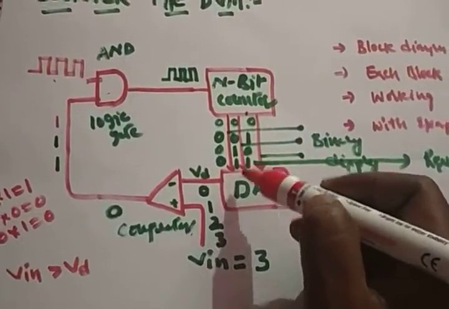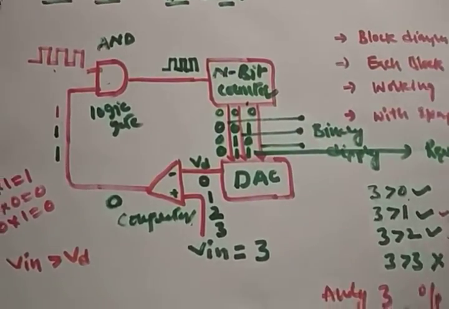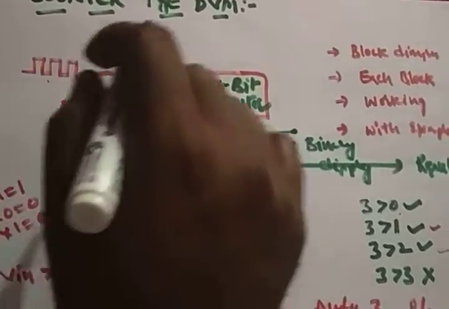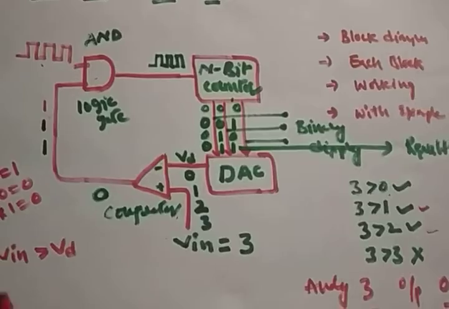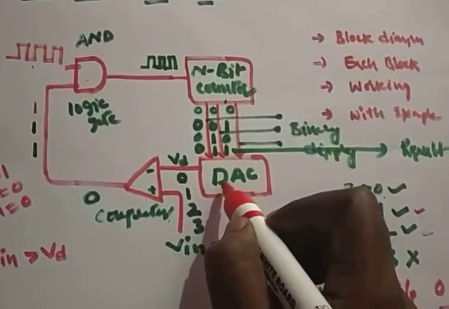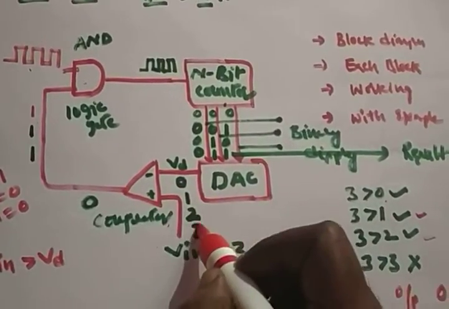And then again, 3 greater than 2. Okay, the set signal will be there. Again a clock pulse. How many clock pulses here? Now 3 clock pulses. Whatever the digital to analog converter output, the final value is 3.